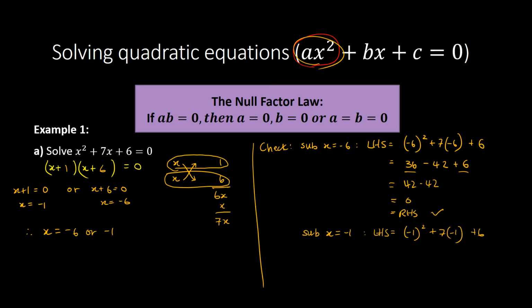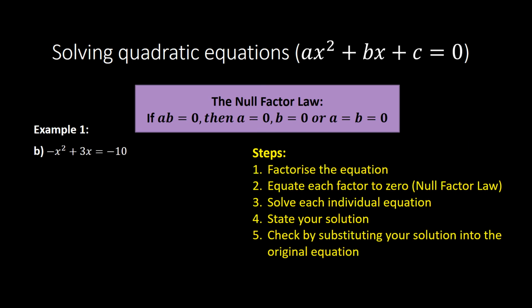So our first solution works, right? Our -6 works. Let's just quickly check that the other one works as well. So we want -1 to work. Left-hand side is (-1) squared plus 7 times -1 plus 6. (-1) squared is +1. This is -6.